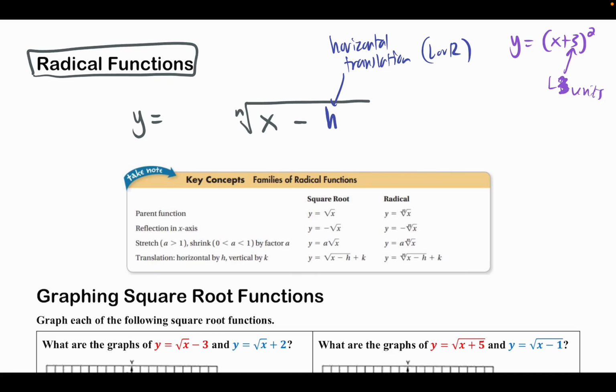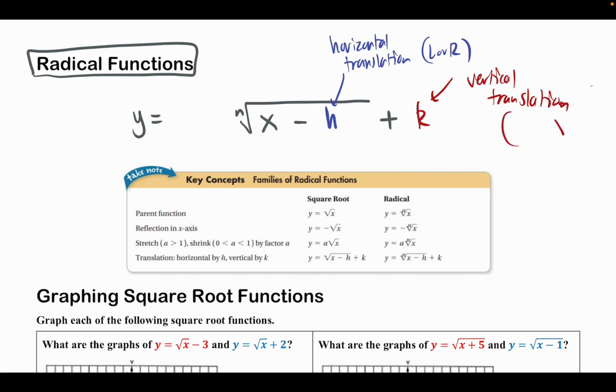It always goes the opposite of what you think when it moves left or right. So when it's plus 3, it's actually going to go to the left 3. So that's going to occur for us with these radical functions as well. And then if you add some number that I'll call k, that number is just going to be a vertical translation by that number of units, by k units. So that just means it's going to move the graph up or down that number of units. So we've seen that happen with other graphs as well.